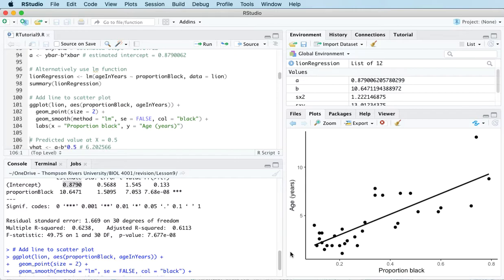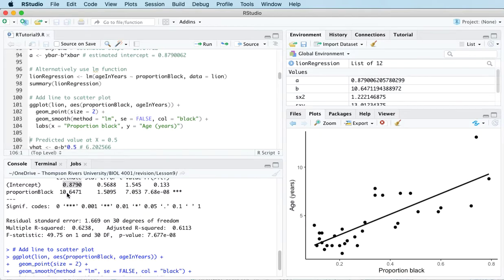The 0.879 is necessary in the model because it anchors the line. It tells us where it would cross the y-axis if we extended the x-axis down to 0. But it may not have a practical meaning.